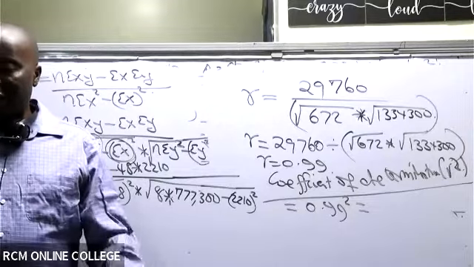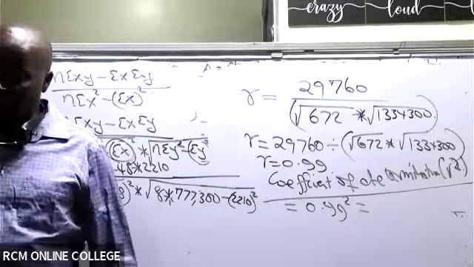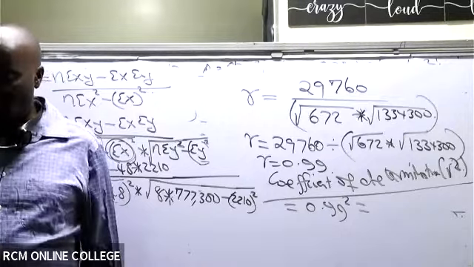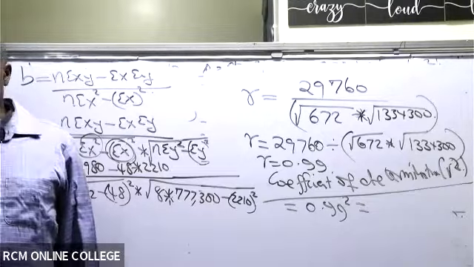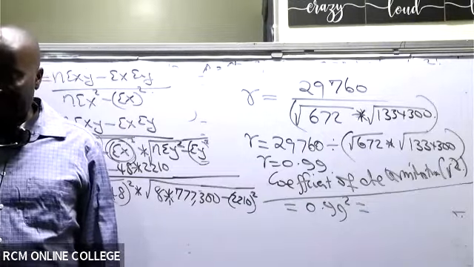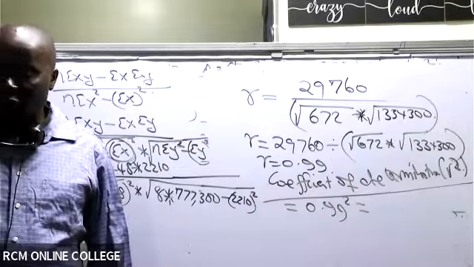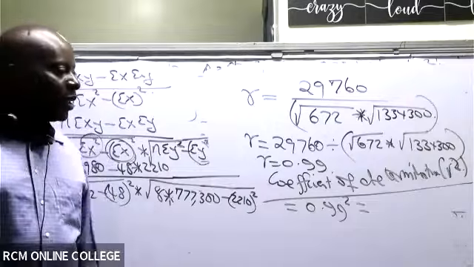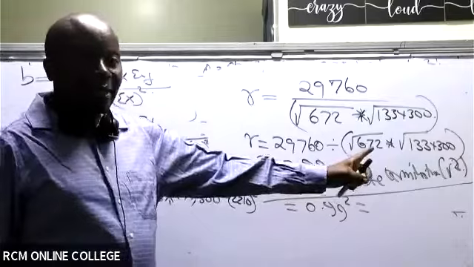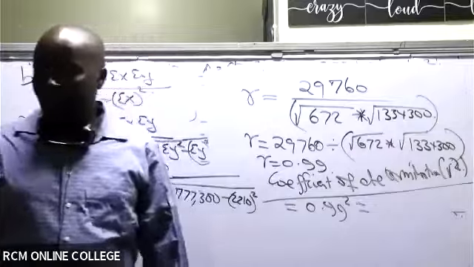I always prefer 4 decimal places, but even this one, because you're finishing, we're just good to go. So 0.99 squared will end up giving us 0.8 something, isn't it? Or 0.9 something. That is the coefficient of determination. You take r, you square.